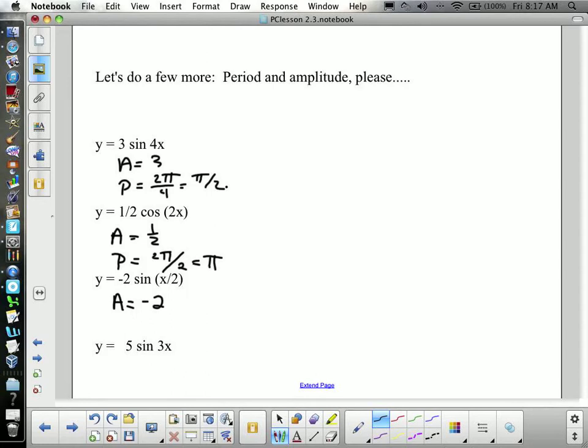And it's going to go down how far? 2. Okay? The period is 2 pi over 1/2, because x divided by 2, which would be 4 pi. So this one goes the opposite way and is way stretched out.